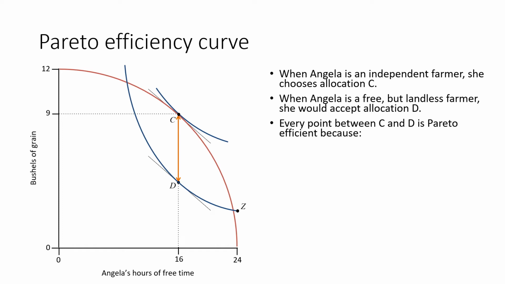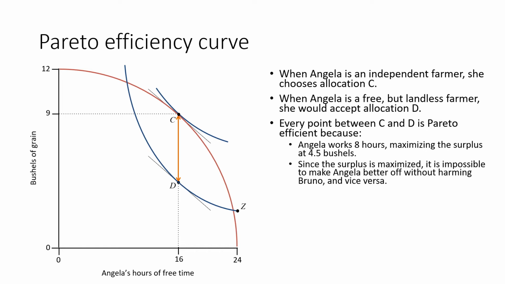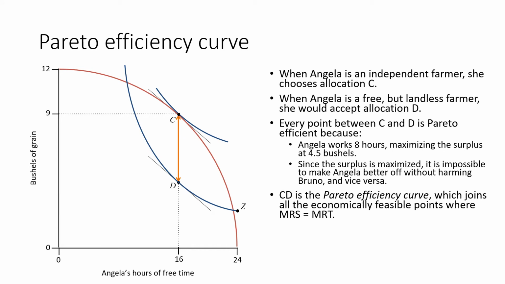Every point between C and D is Pareto efficient. That's because in all of those, Angela works 8 hours, which maximizes a surplus of 4.5 bushels. It's important to note she produces 9 bushels of grain, but she needs 4.5 of those to be willing to do the job. So there's a 4.5 bushel surplus. Since the surplus is maximized anywhere between C and D, it's impossible to make Angela better off without harming Bruno and vice versa. CD we call the Pareto efficiency curve.